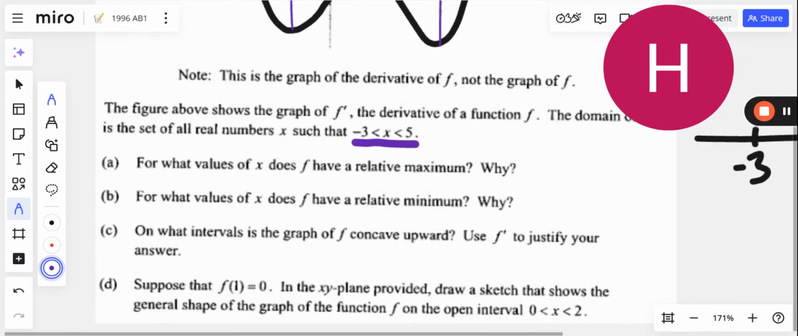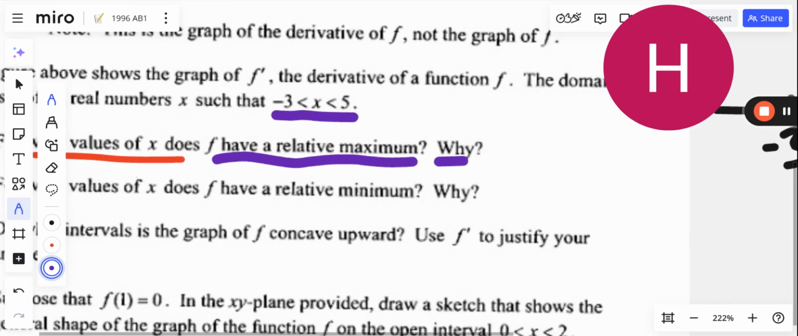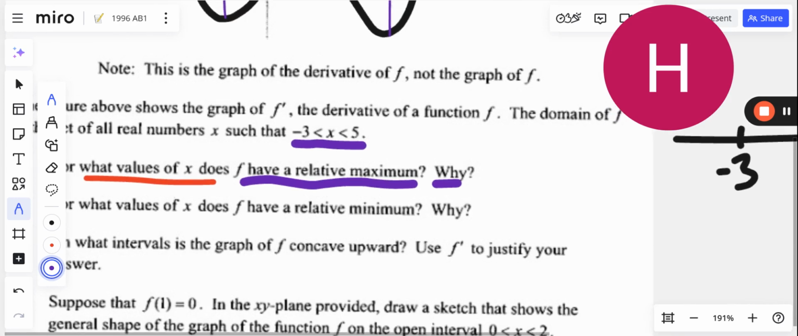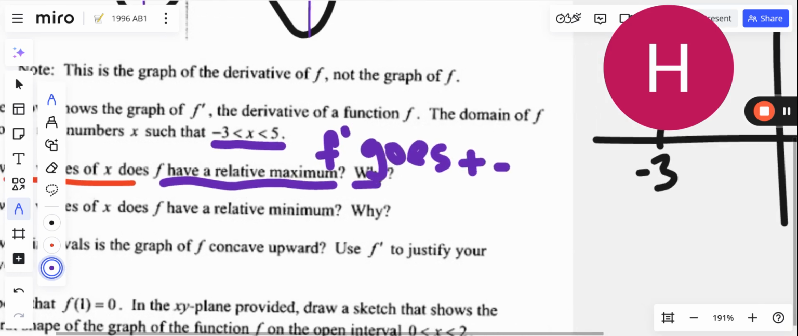Sure. So, part A. For what values of x does f have a relative maximum, and why? So we're going to kind of develop the why at the same time while we're answering this. A relative maximum means that it's like the top of a hill, right? The top point of a hill is a relative maximum. So what's going on with the relative maximum? We're looking for f prime to go from positive to negative, because f prime is the slope. So when we're drawing a hill, you have to go up the hill, and then you're at the top, and then you go down the hill.